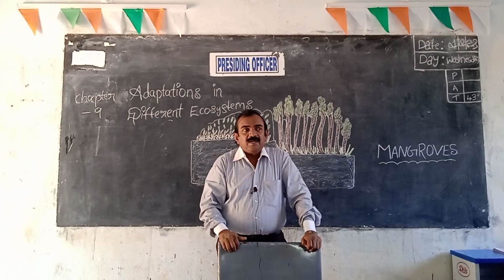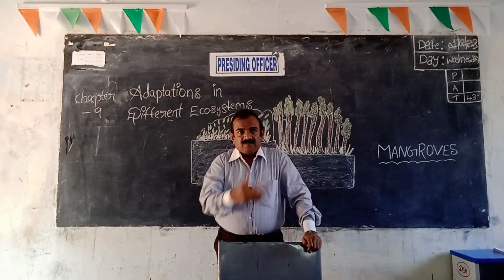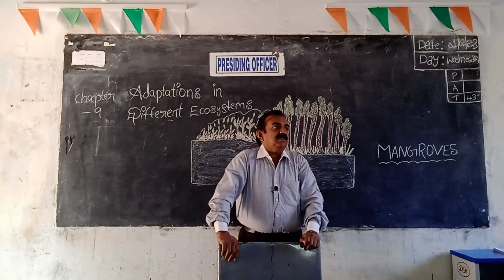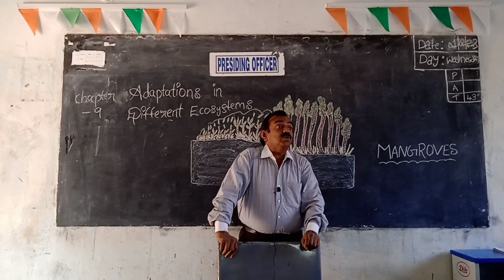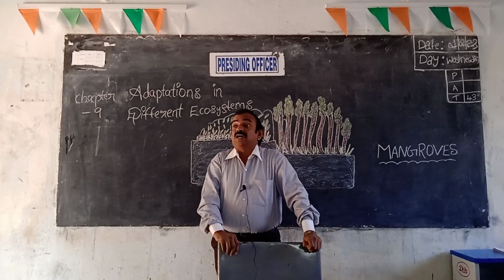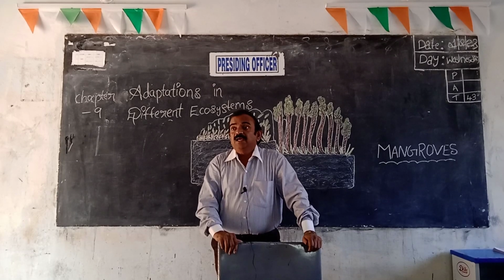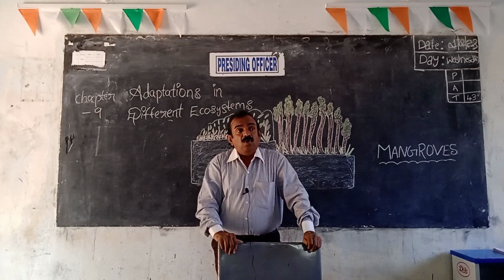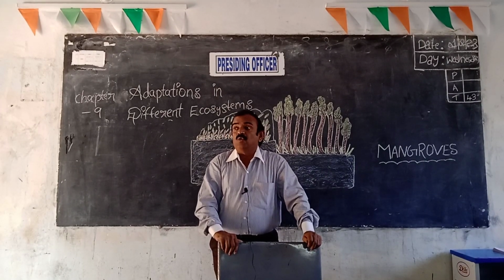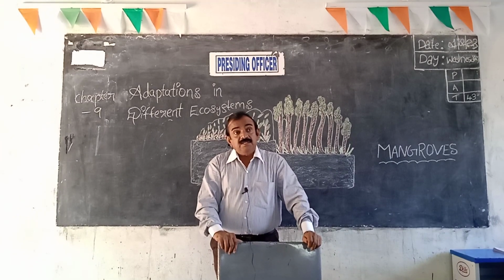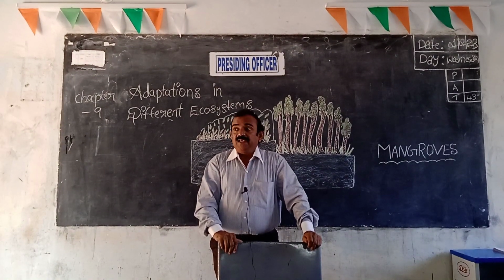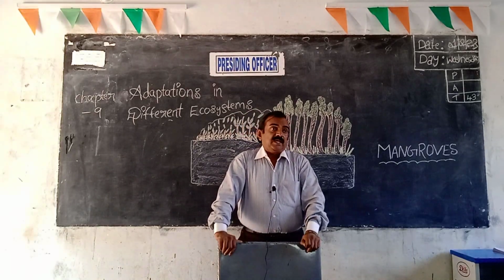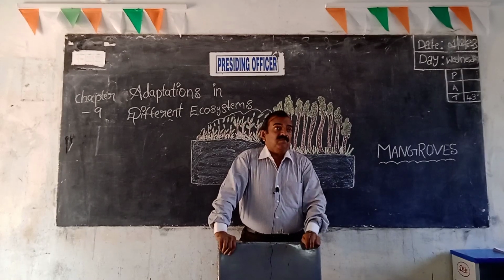It is growing near the seashore. This type of forest we observe grows near seashores, and those forests are called mangrove forest. Mangrove forests generally grow where the river is joining the ocean. At that place, these plants grow and form a forest, and they form an ecosystem.